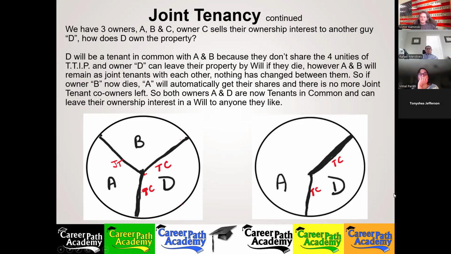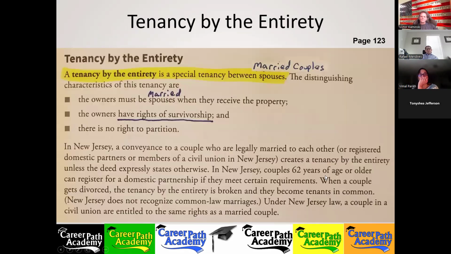Yes, okay. All right, so now we have tenancy by the entirety. That's by married couples. Tenancy by the entirety is a special tenancy between spouses, so it's married couples. The book used to say between husband and wife, but before he left office, Governor Christie signed gay marriage into law in New Jersey, so now it's between married couples.